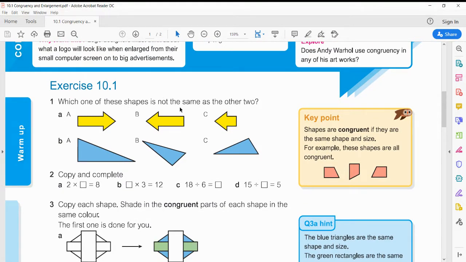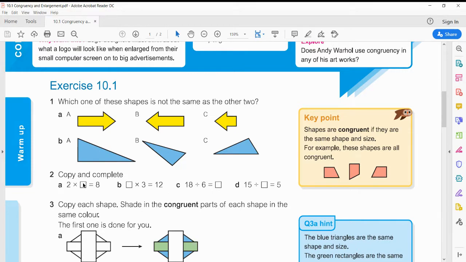Which of these shapes is not the same as the other two? So you might argue that they're all different, but this one's definitely shorter. This one's just pointing the other direction. Mathematically, these are identical, or congruent is the proper word. And these ones, this one is bigger. These two are smaller. If you imagine spinning this one around, they would be the same shape and size. So B and C are the same, and so A is different.